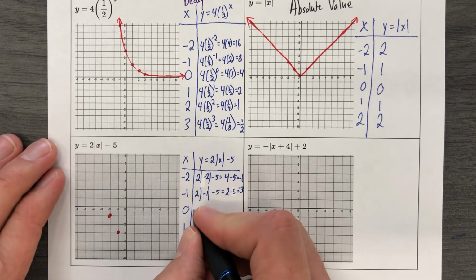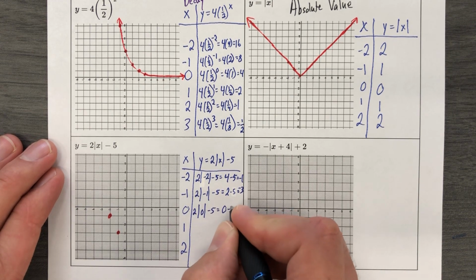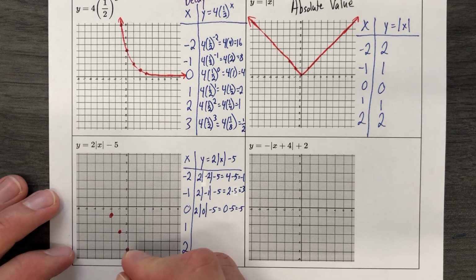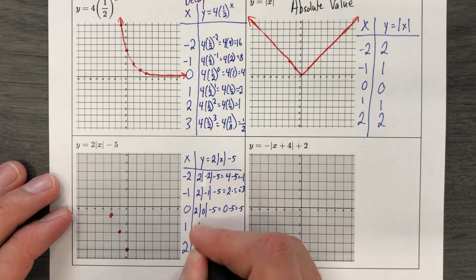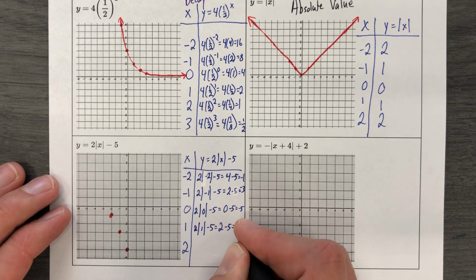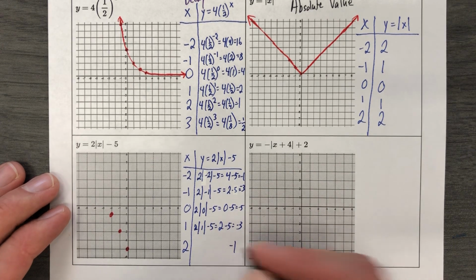We're going to plug in a 0, 2 times the absolute value of 0 minus 5. That's going to be 0 minus 5, which is -5. There's that one. All right, you plug in a 1. 2 times the absolute value of 1 minus 5 is going to be 2 minus 5. We've seen this before. That's -3. And then this one's going to be the same as that one up there. There's some symmetry going on here.